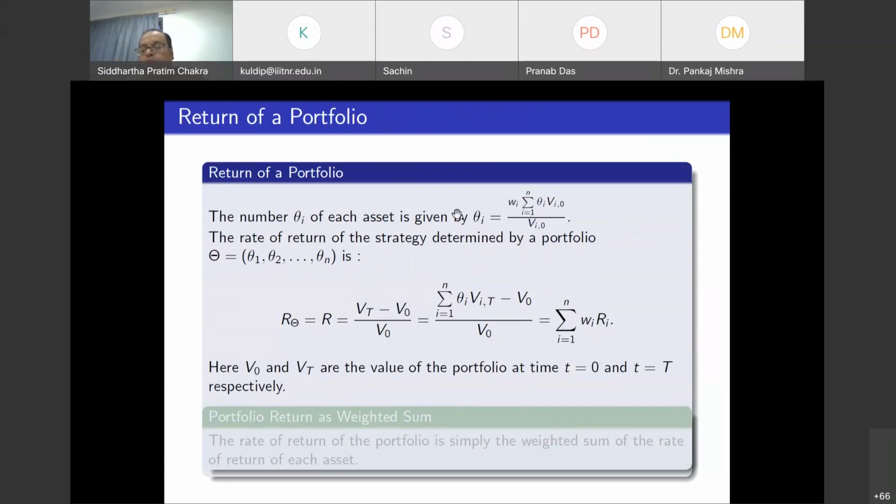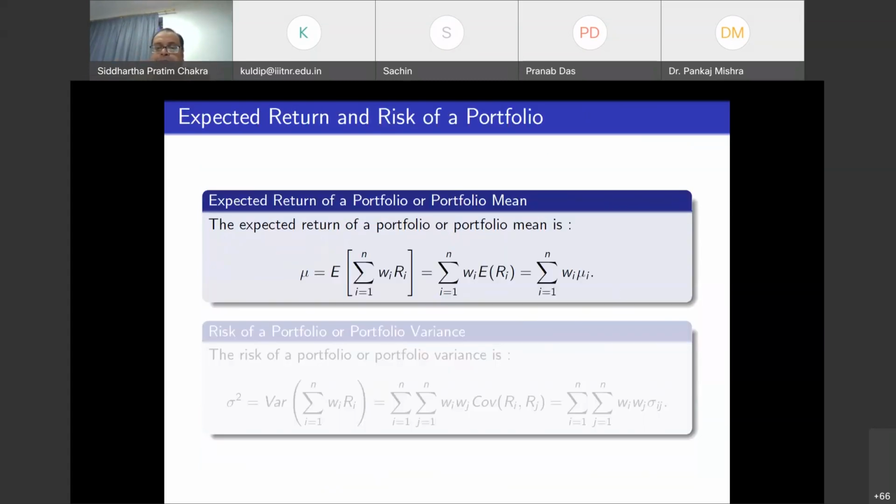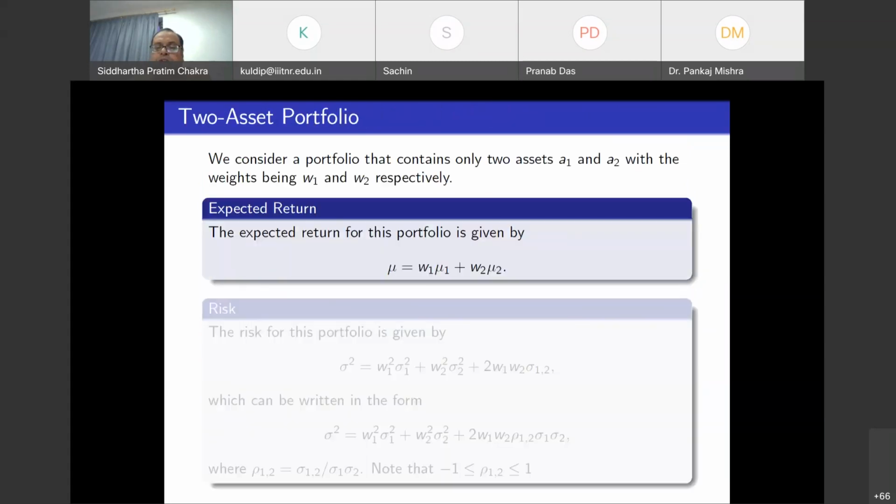Or equivalent, you have to determine what is the number of assets you want to buy. So if you want to buy theta number of assets, then it is dependent on your Wi, the weights. This means that you have to figure out what is going to be the best combination of weights W1 to Wn, which fulfills your objectives as an investor.